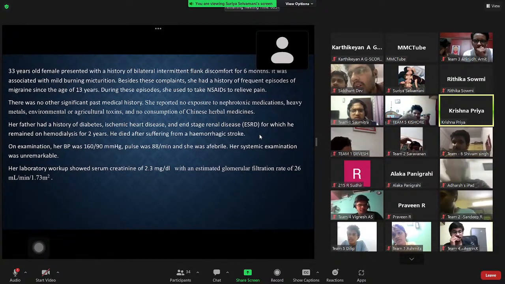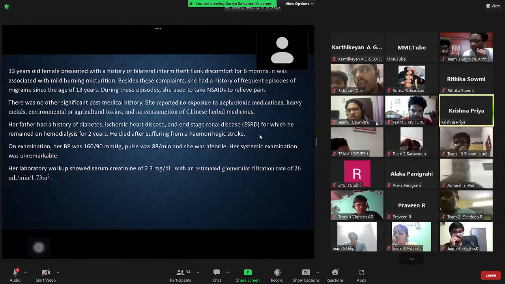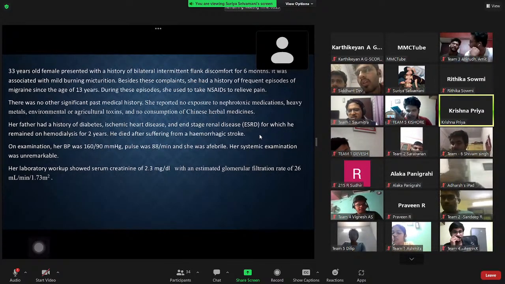On examination, her blood pressure was 160/90 mmHg, pulse rate 88 per minute, and she was afebrile. Systemic examination was unremarkable. Serum creatinine and GFR are shown. Next slide, please.